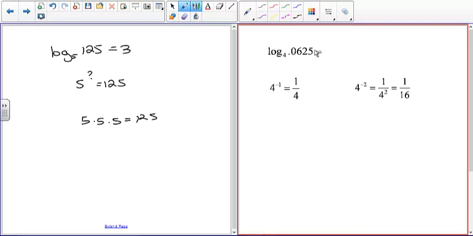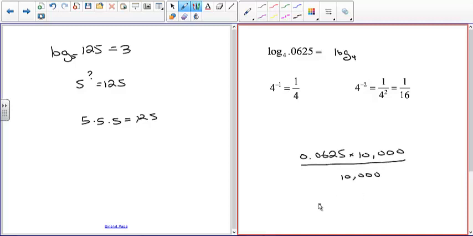Now, if you have a fraction, you can still take the logarithm of that. So what we would do is convert 0.0625 to a fraction, which you can do. You might have forgotten how to do this. You take this and multiply by a large enough multiple of 10 to get rid of all the decimal points. So we're going to have to multiply by 10, 100, 1,000, 10,000. So multiply by 10,000 and divide by 10,000.